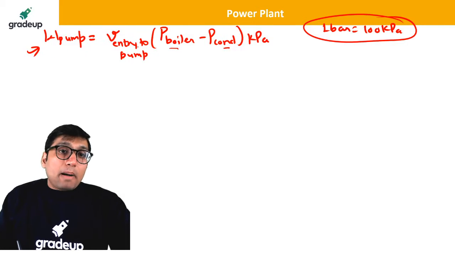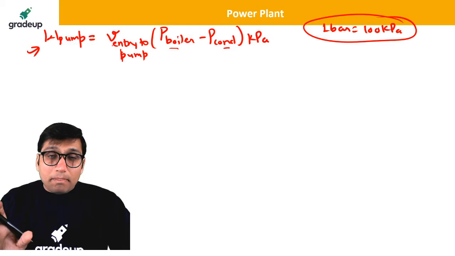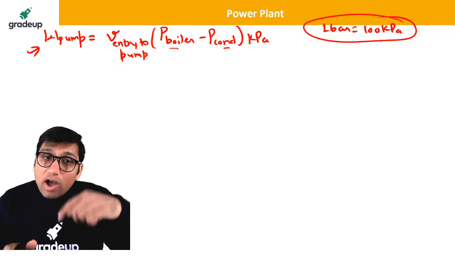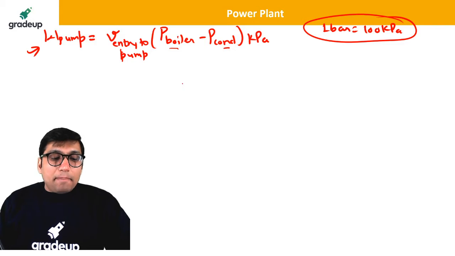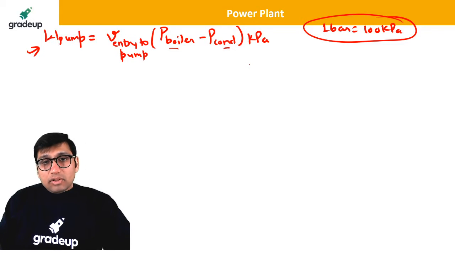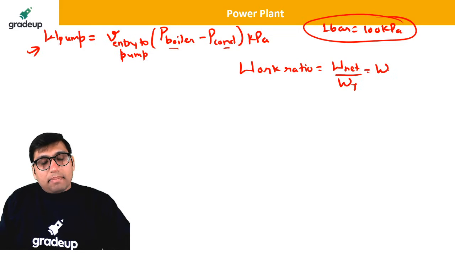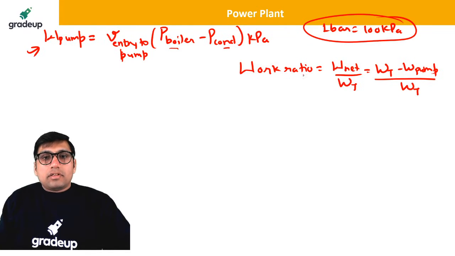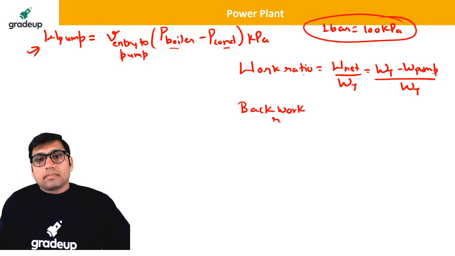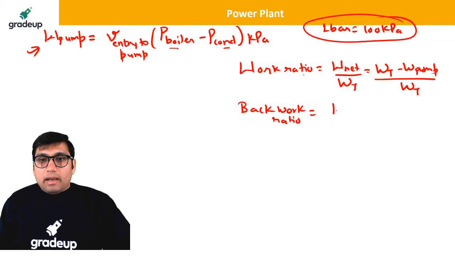So this is also a formula for finding the pump work. Sometimes they will say that pump work is neglected. If it is neglected, then it is not a problem, but if it is not neglected, then you have to take the pump work. That is the important thing for finding the efficiency. Now there is a term called work ratio. Work ratio is equal to the net work divided by turbine work, or turbine work minus pump work divided by turbine work. This is the work ratio. Back work ratio is equal to the pump work divided by turbine work.